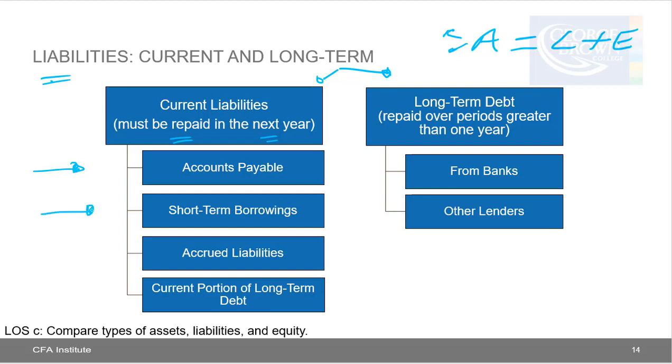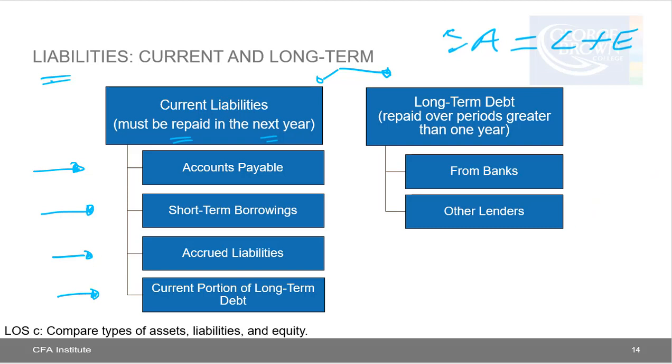Short-term borrowings. These are borrowings that I have that must be repaid within the next year. Accrued liabilities, again, an example of an accrued liability would be wages. I've had workers working for me for a week or two. It's not yet payday. I would have a wages payable, an accrued liability. And another category here, current portion of long-term debt.